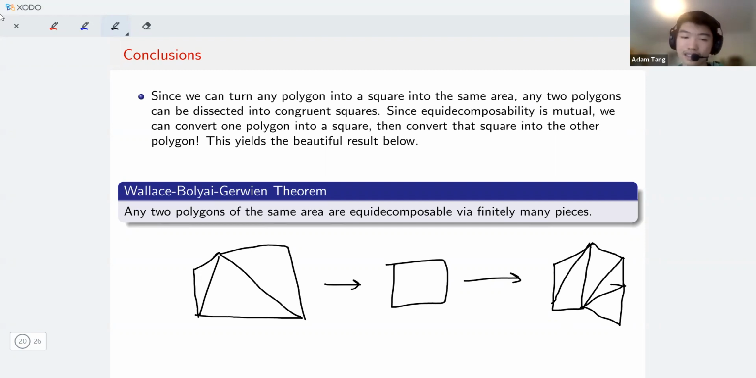and then glue it together or something, and then cut that up and turn it into the other polygon, anything you want, as long as they have the same area. It's pretty beautiful.